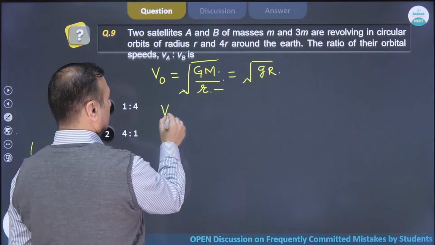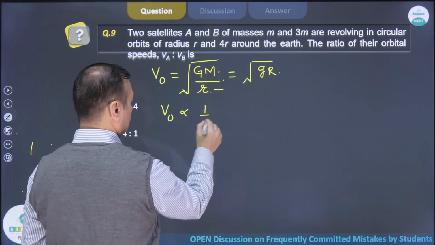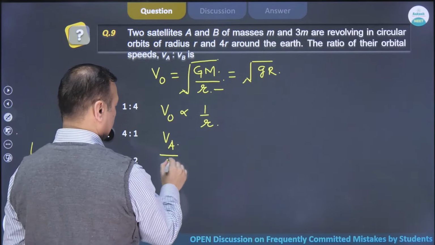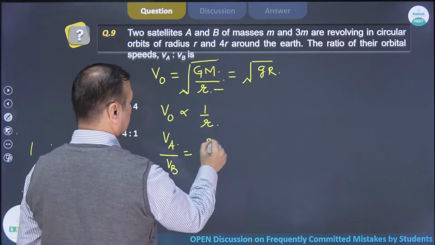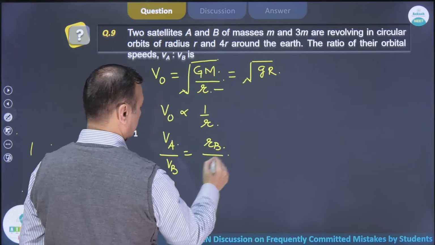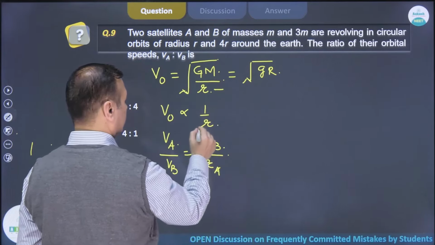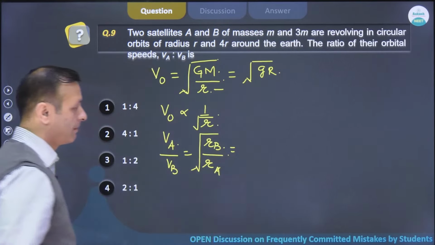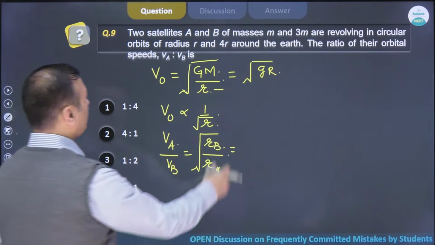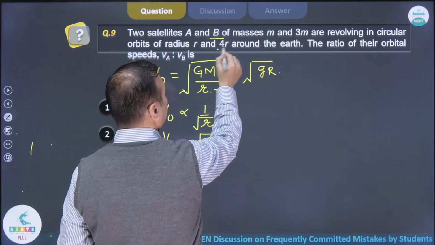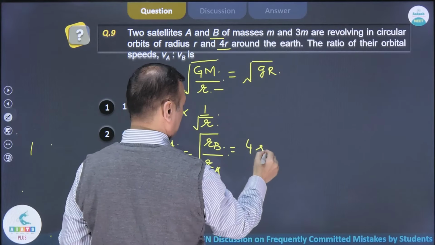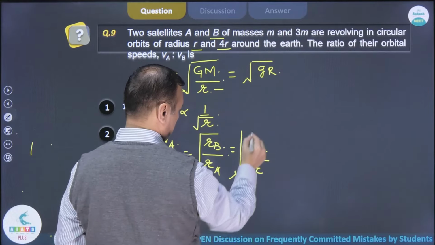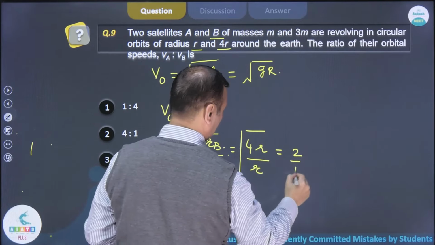So this is inversely proportional to the radius of the circular orbit when you compare it for A and B. This is the circular orbit B by A, under the root, so we'll keep the root intact. What is the radius of B? This is 4r. And what is the radius of A? This is r. And this ratio comes out to be 2:1.